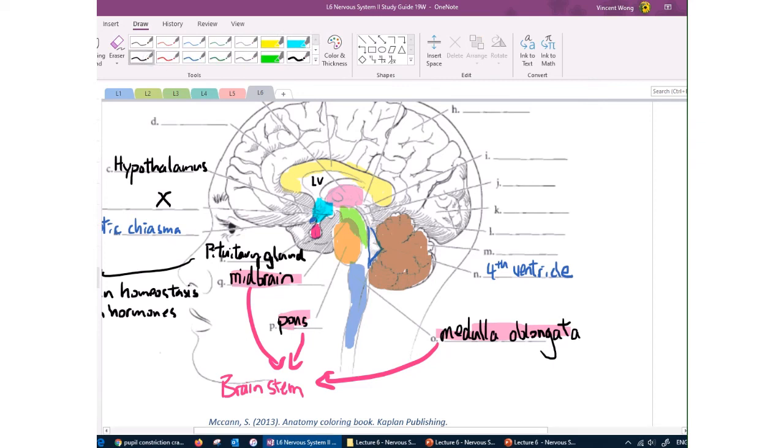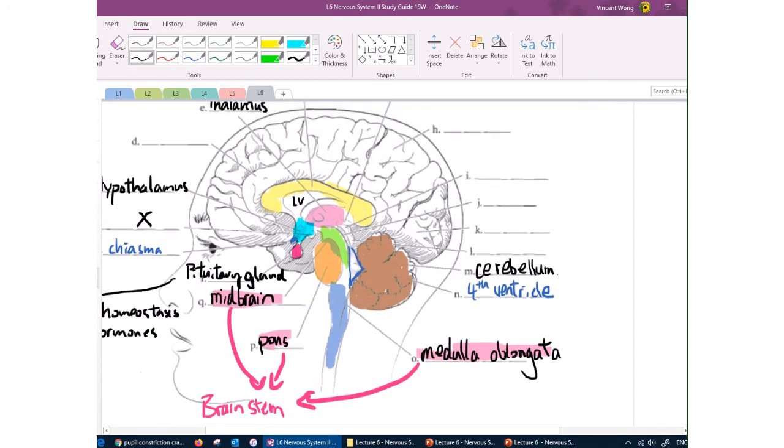Cerebellum. Okay, so three functions that we learned for the cerebellum: maintain posture and balance. It's able to allow the smooth execution of voluntary movement, right? So you're not going to have jerky movement. It's going to be seamless, smooth, coordinated movements. And the third function is to store skilled memories.